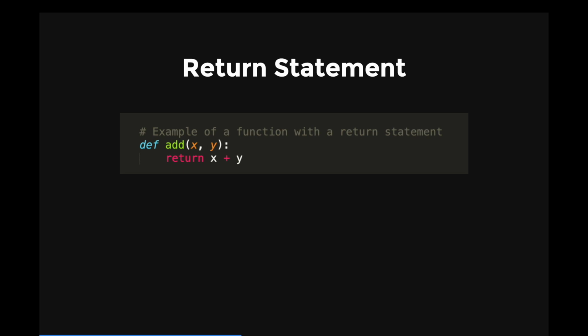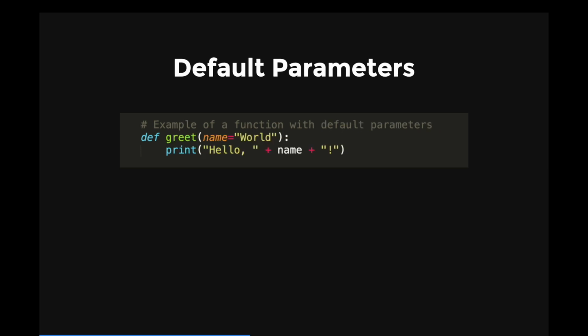It will return to the variable or the control statement which actually called this particular function. So in the example here, the add function takes two parameters x and y, adds them together and returns the result.